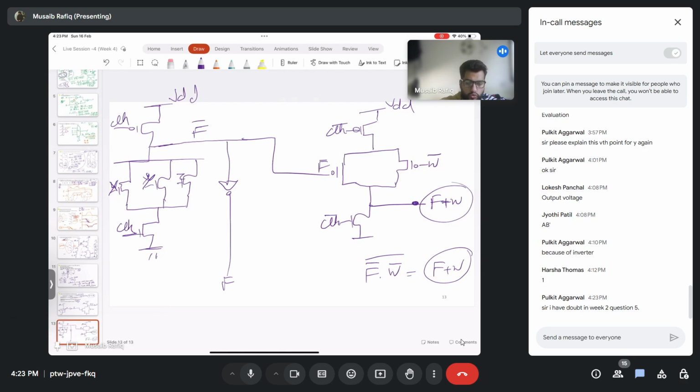In week 2, question 5. Okay, just wait a second. Let's wait for doubt in this week's question, and then we will take that. If anyone has doubt in this week's live session, this week 4 problem solving session, any question, please let me know. Otherwise, I'll take Pulkit's question pertaining to week 2.